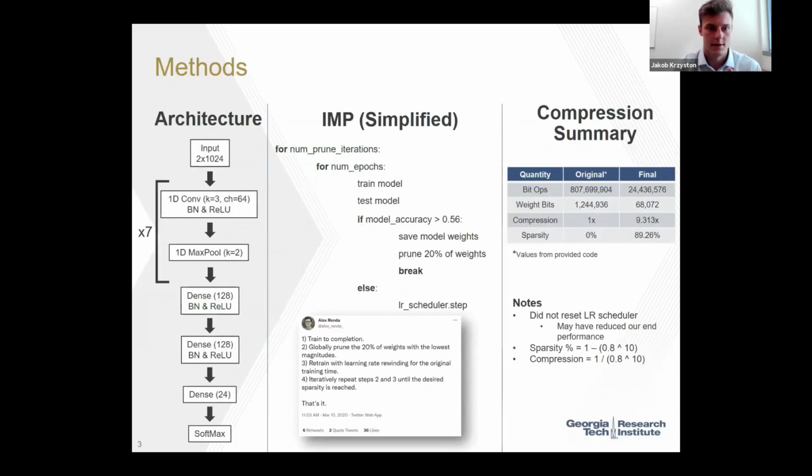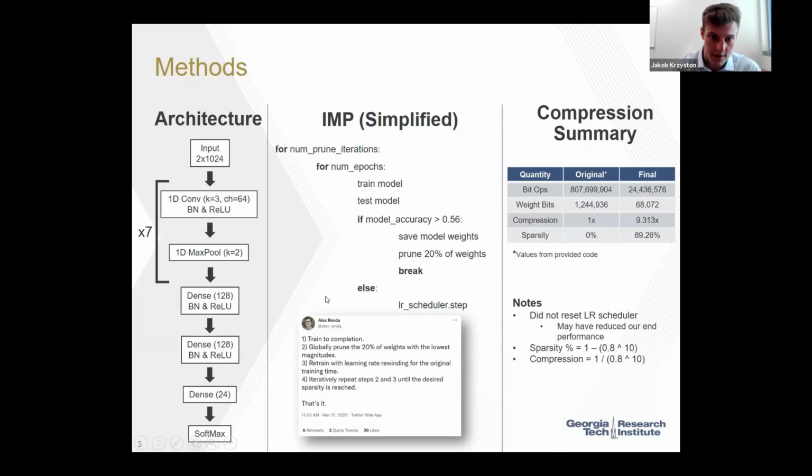So here is our overall architecture. Again, it is exactly what was provided to us. We wanted to focus more on the quantization and compression. Here's some pseudocode for iterative magnitude pruning. So again, for every pruning step, you train it. Then once you hit that accuracy, which for this competition is 56%, you'll save the model, you prune it. In our case, we pruned it 20%, and then you'll go ahead and retrain that pruned graph.